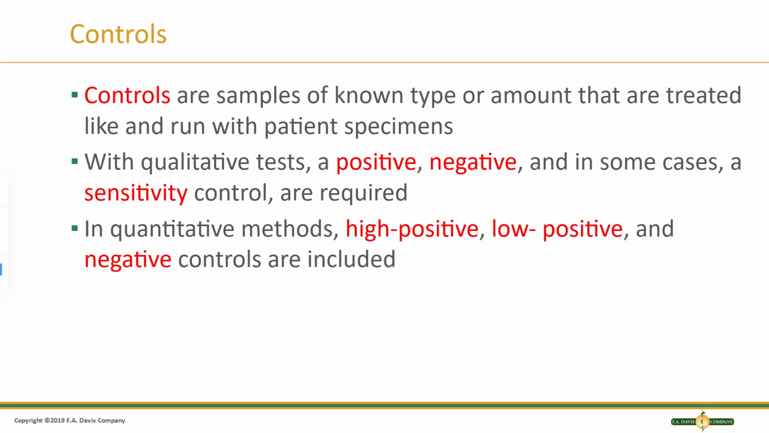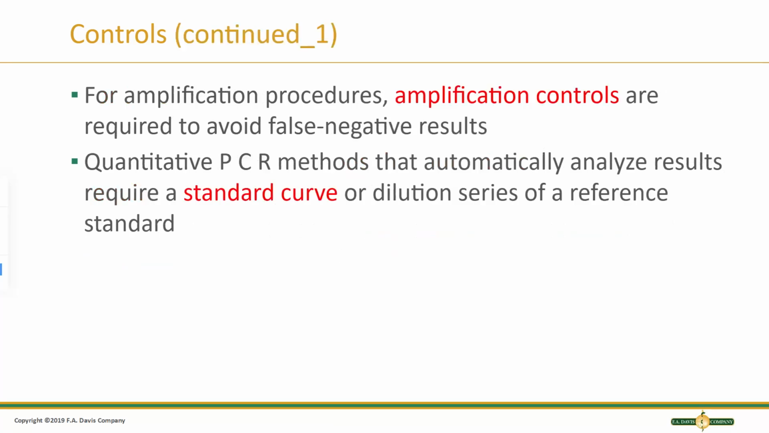Controls are samples of known type or amount that are treated like and run with patient specimens. With qualitative tests, a positive, negative, and in some cases, a sensitivity control are required. In quantitative methods, high positive, low positive, and negative controls are included. For amplification procedures, amplification controls are required to avoid false negative results.